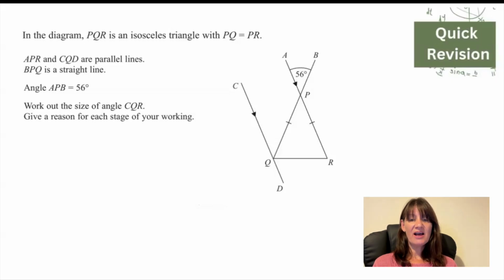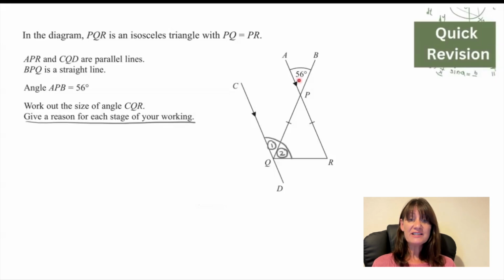Okay, so we're being asked to find the angle CQR. So we're going to mark that on the diagram. When we do that, we can see that there are actually two angles that make up CQR, so we're going to have to find both of those and add them together. We're also being asked to give a reason for each stage of our working, so we need to be mindful of that as we go through the problem.